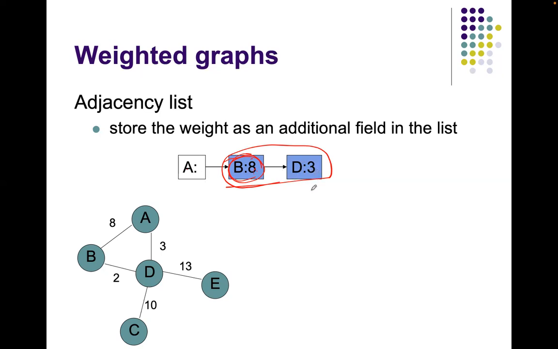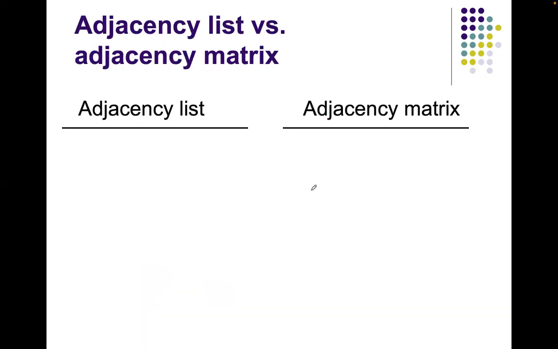All right. Now in the next segment, we're going to talk about the difference between adjacency list and adjacency matrix, meaning how do we decide what type of representation we are going to use. Is it going to be an adjacency list or an adjacency matrix?